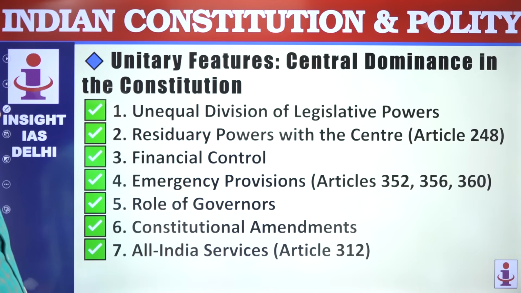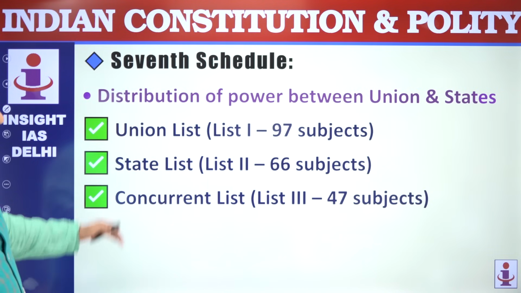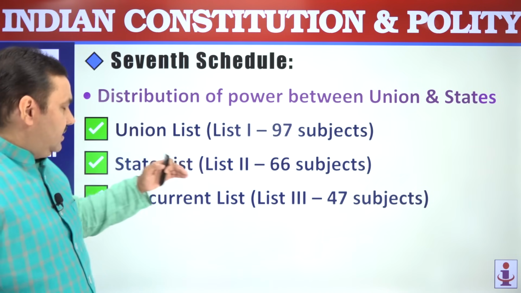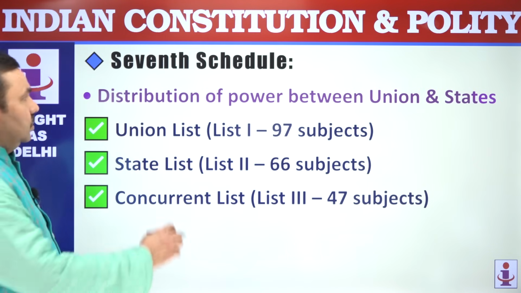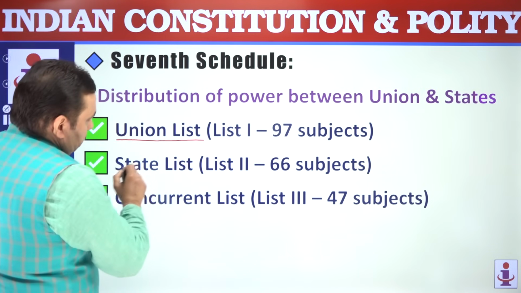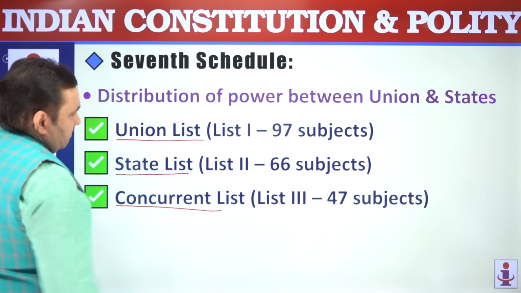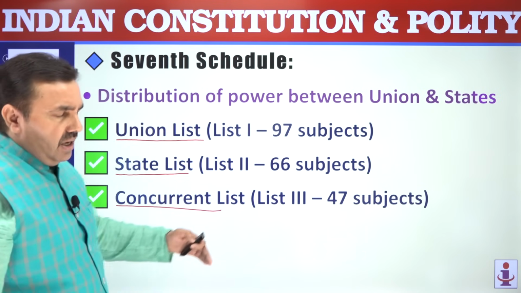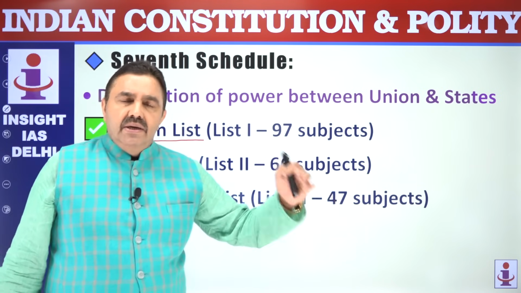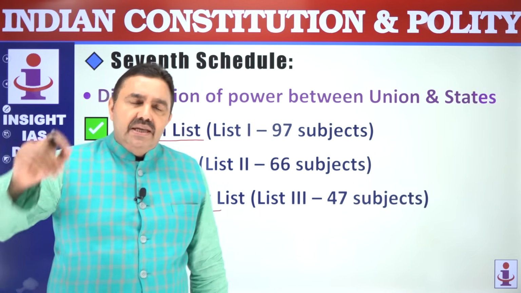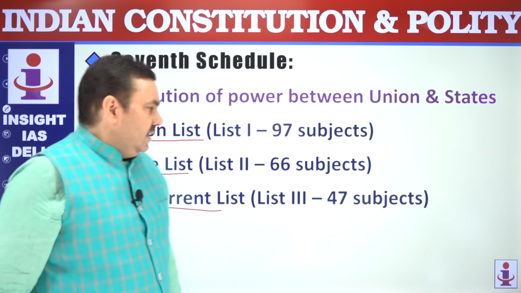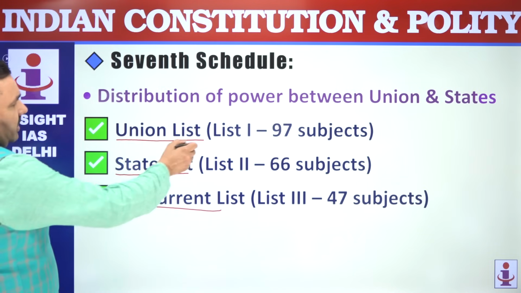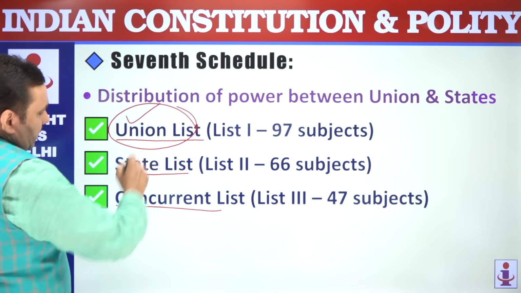What are these? Unequal division of legislative powers. Have a look. The Union list has 97 subjects. The State list has 66 subjects. The Concurrent list has 47 subjects. So the 7th Schedule of the Indian Constitution has these three lists. And the subjects in the Union list are more than the subjects in the State list. A state government or a state legislature can make a law only on the subjects of the State list. The Union government or central government makes law here.